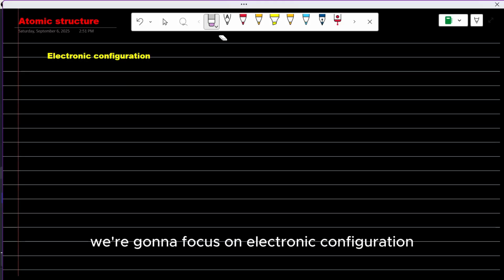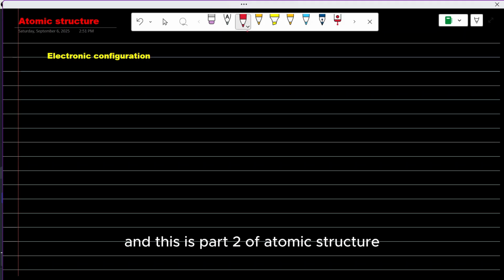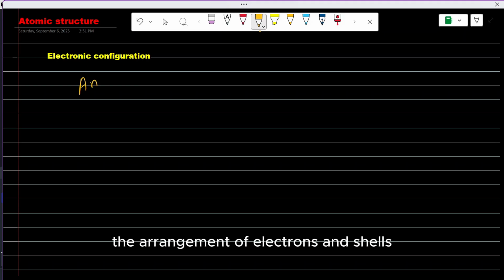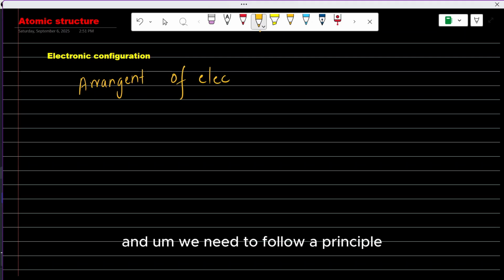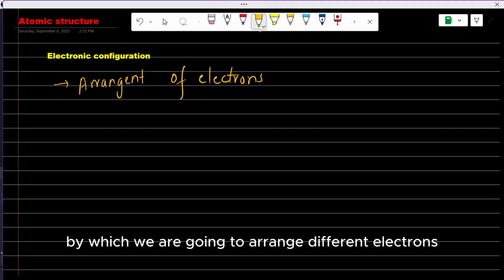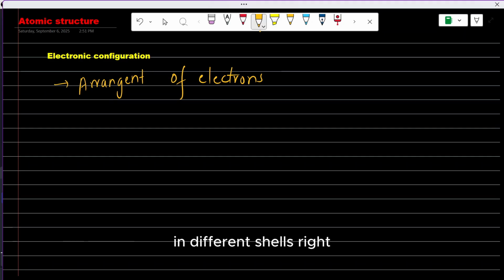In this video, we're going to focus on electronic configuration, and this is part 2 of atomic structure. So electronic configuration is basically the arrangement of electrons in shells, and we need to follow a principle by which we are going to arrange different electrons in different shells.